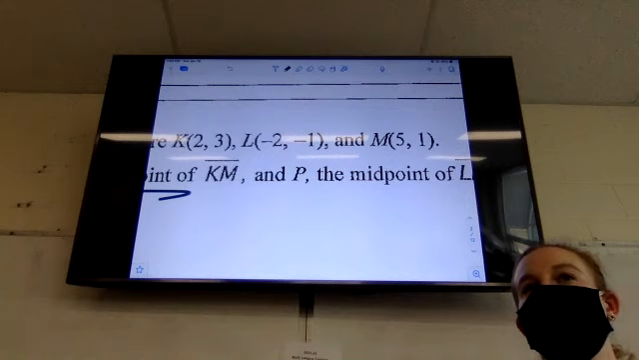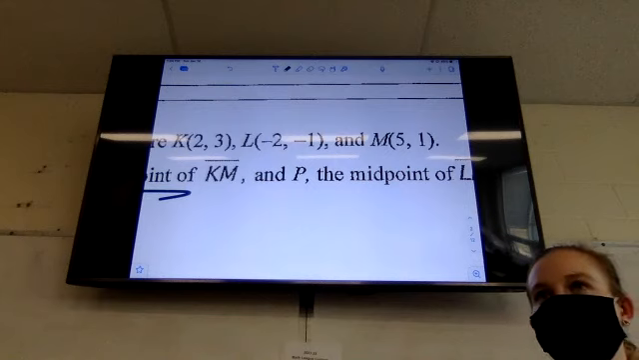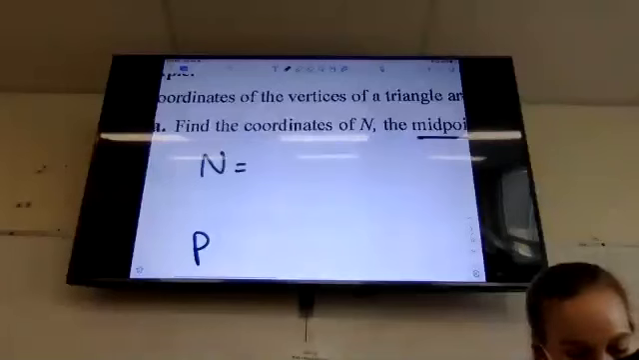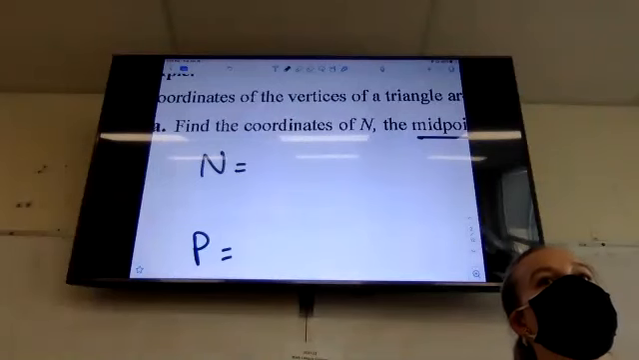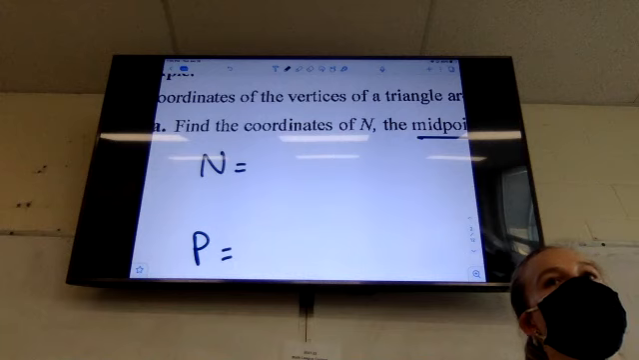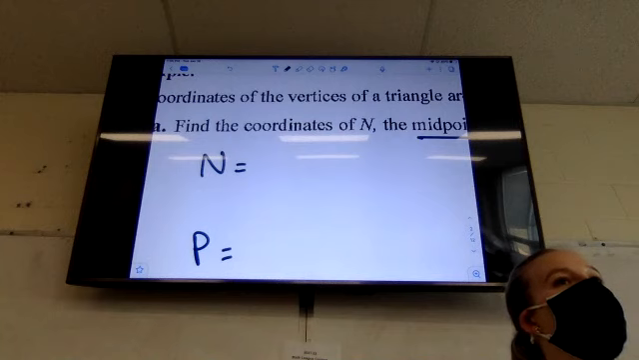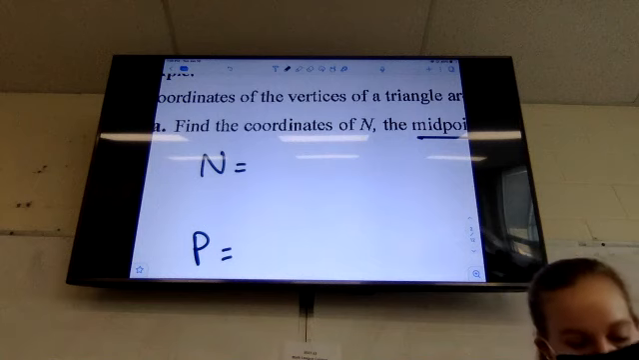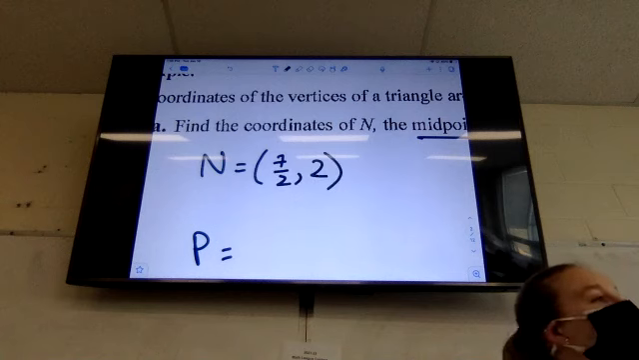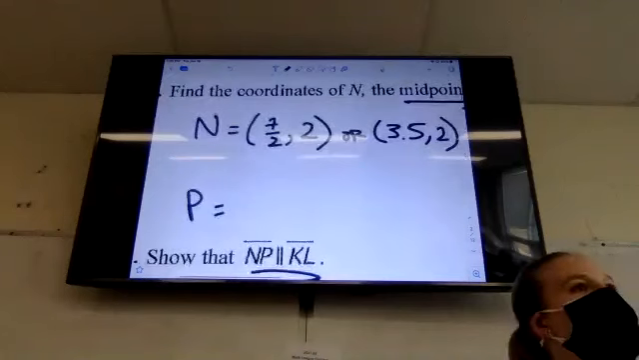I'd probably leave it in a decimal form. All right, anyone have N? Or am I moving too fast? Anyone have N? Anyone have P? Yeah, Catherine, what do you have? For N, I have 7/2. Perfect. 7/2, comma 2, or you could even leave it as a decimal, 3.5, comma 2. Very good. Boys, who found P for us?